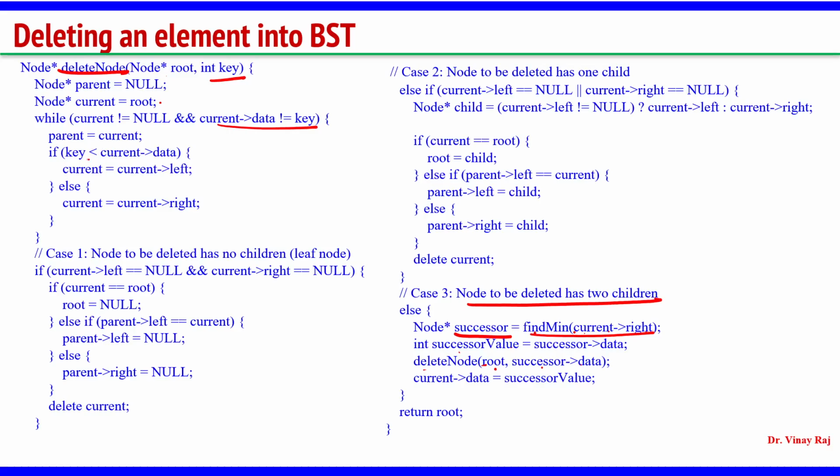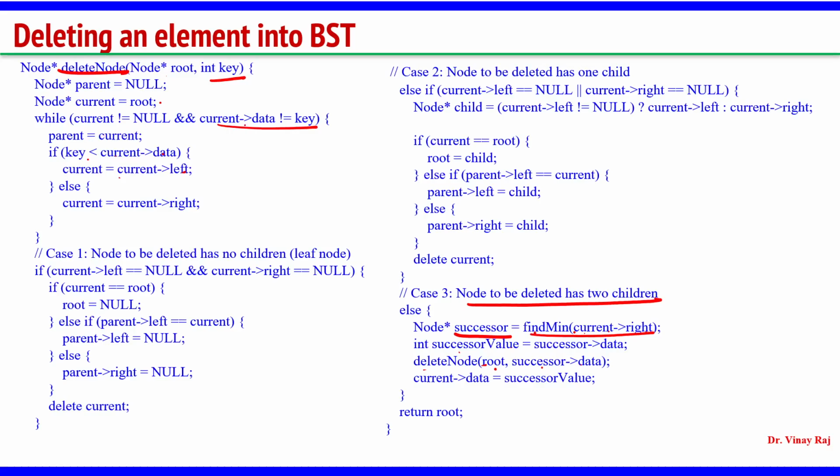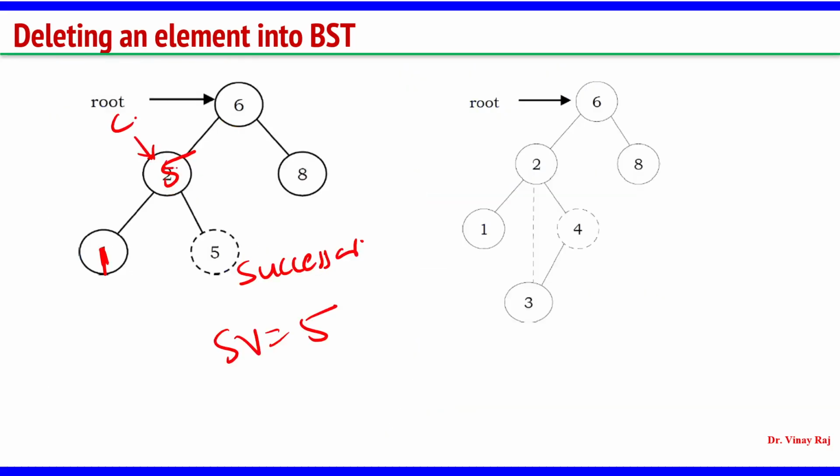So if key less than current data, current left or current right. In this case, it will make 5 here and 1 here, right? This delete node function will check the condition: key less than current data, where key is the successor value. Is it less than current data or not? If it is less than, current equal current left or current right. So it will delete that. Then current data equal to successor value. This I am placing, 5 here. So the tree will become 6, 5, 1 and 8. Okay.